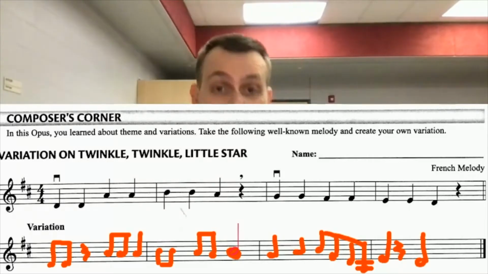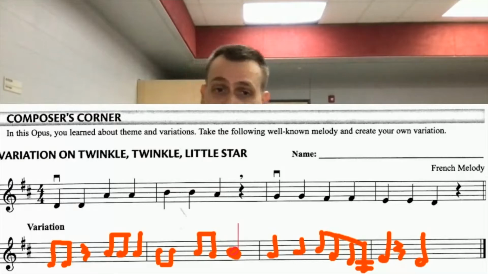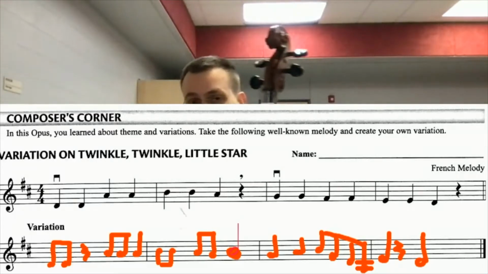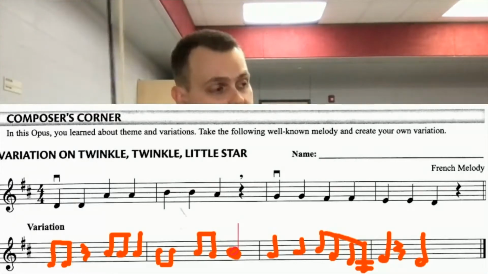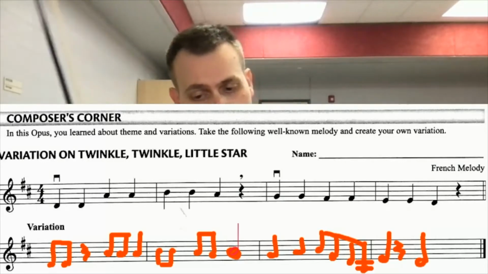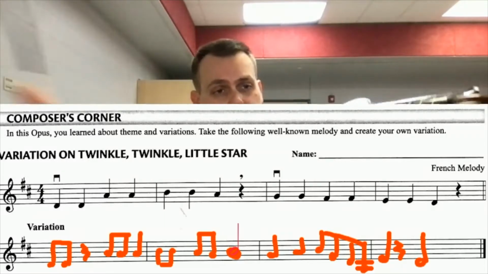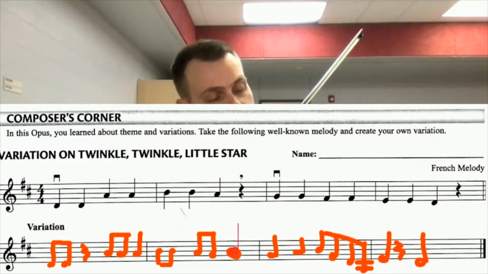So here's what it sounds like on the violin now, because that's what it's supposed to be on for treble clef. So we have here this melody. 1, 2, 3, 4.